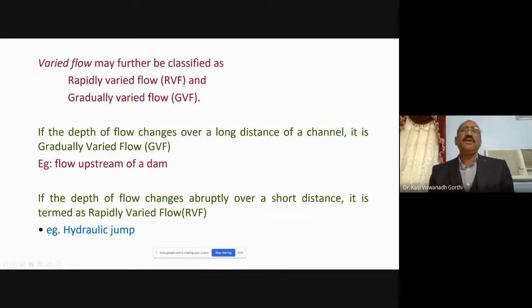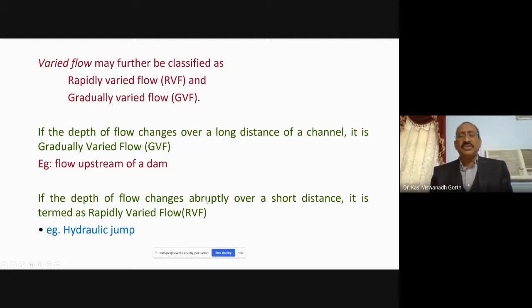For example, in a river which is carrying flood water, naturally there will be huge variation in the depth of flow as well as the velocity. Then such a flow is called non-uniform flow. So if the depth of flow changes over a long distance, it is called gradually varied.